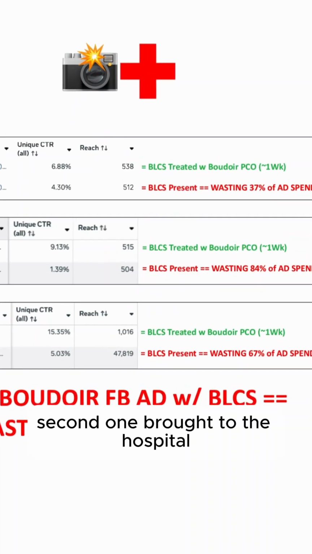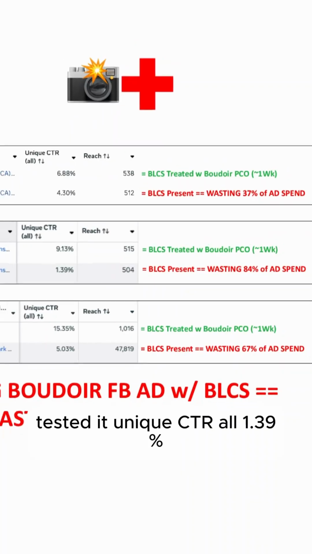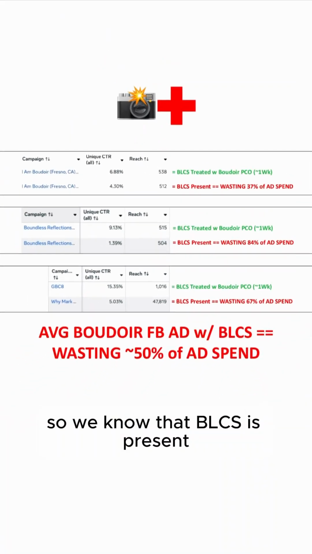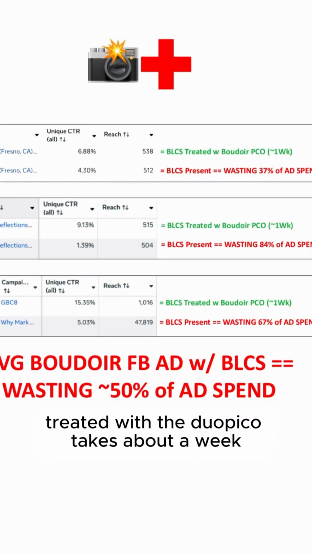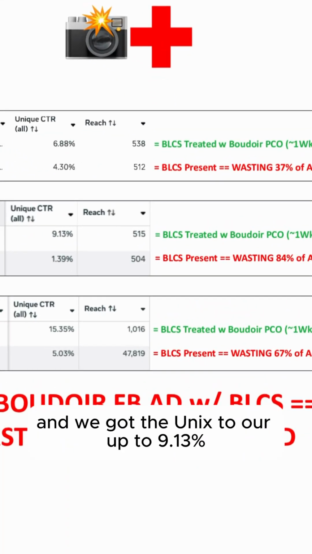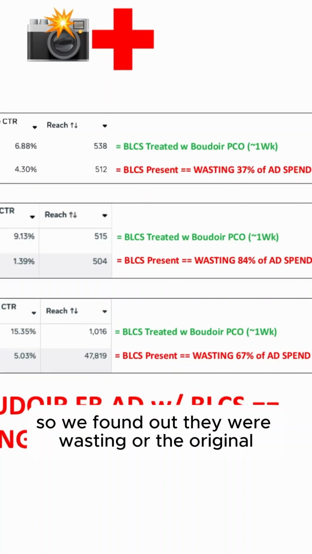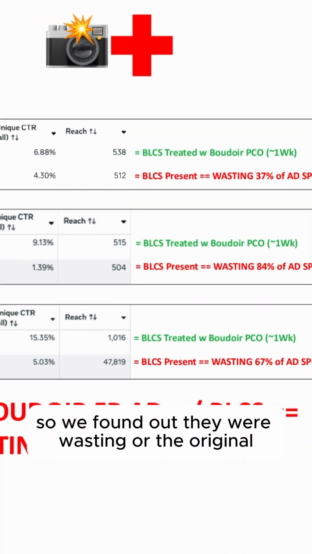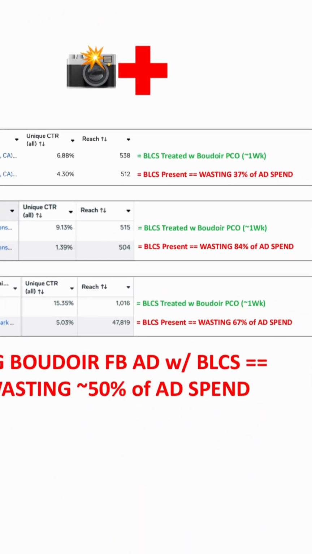Second one, brought it to the hospital, tested it, unique CTR 1.39%. So we know that BLCS is present. We did the same thing: duplicated it, treated it with Boudoir Pico. It takes about a week, and we got the unique CTR up to 9.13%. So we found out the original was wasting 84% of its ad spend.